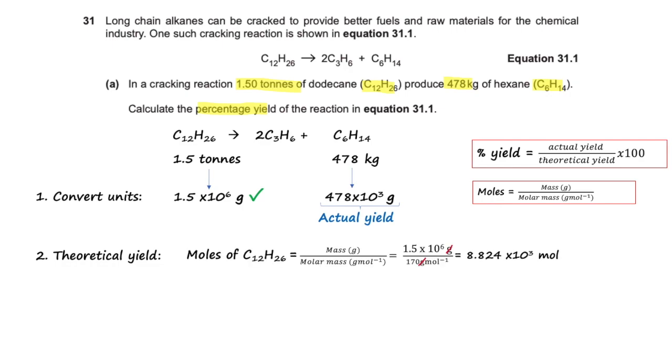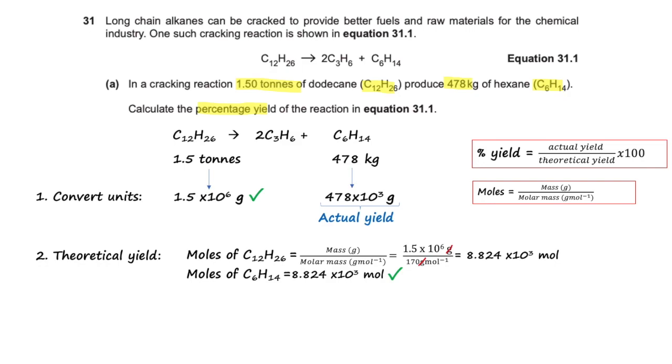And this is the mass of it in grams divided by its molar mass in grams per mole. The reaction shows us that dodecane and hexane are in a 1-to-1 mole ratio. So for every 1 mole of dodecane reacted, then 1 mole of hexane is produced. So this means that the calculated number of moles of dodecane is actually the same as the number of moles of hexane, and this would give you 1 mark.